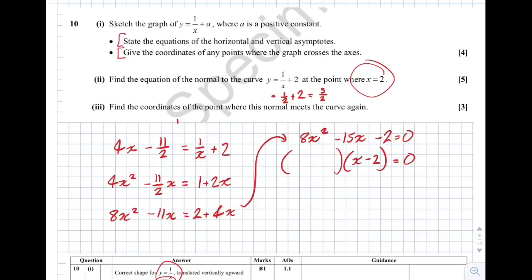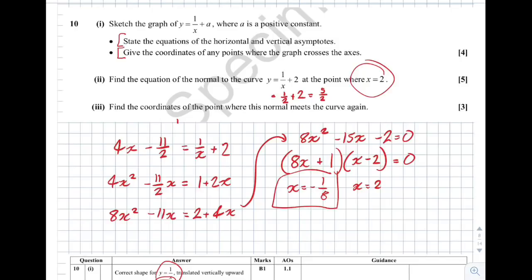So the other bracket must have to be 8x to get the 8x squared and plus 1 to get the minus 2. Now, does that make sense? If we imagine multiplying out, 8x squared minus 16x plus x minus 2. Good. So we get x equals 2 from here, which we already knew, and x equals minus an eighth from here, which is what you would have arrived at anyway if you'd done the quadratic formula.